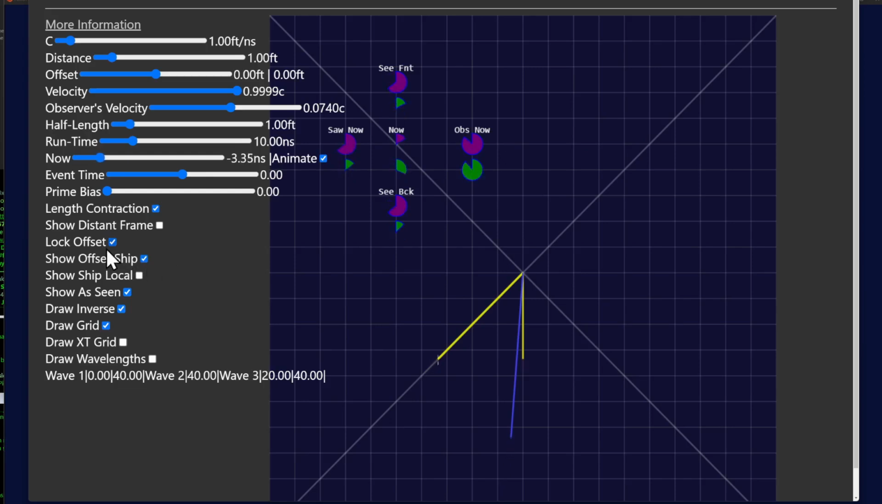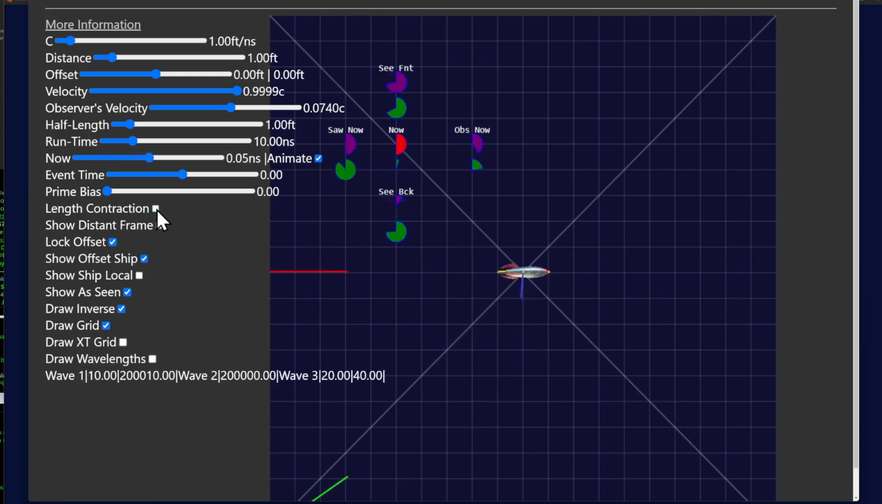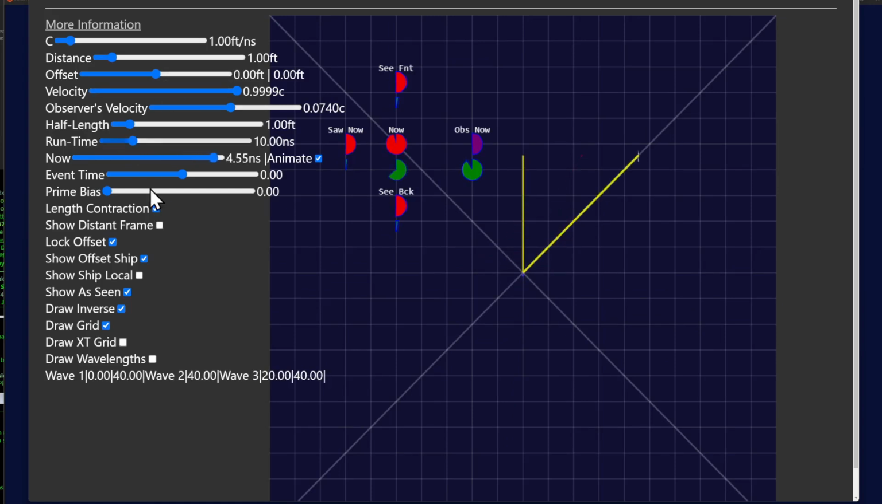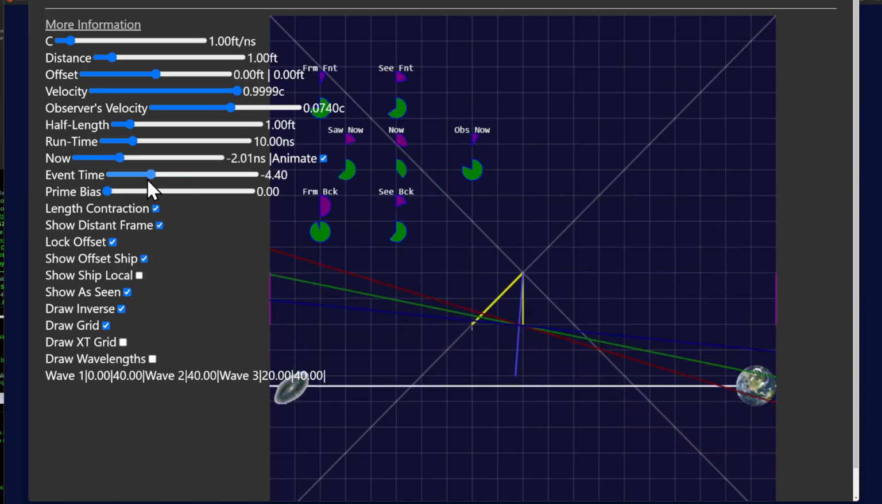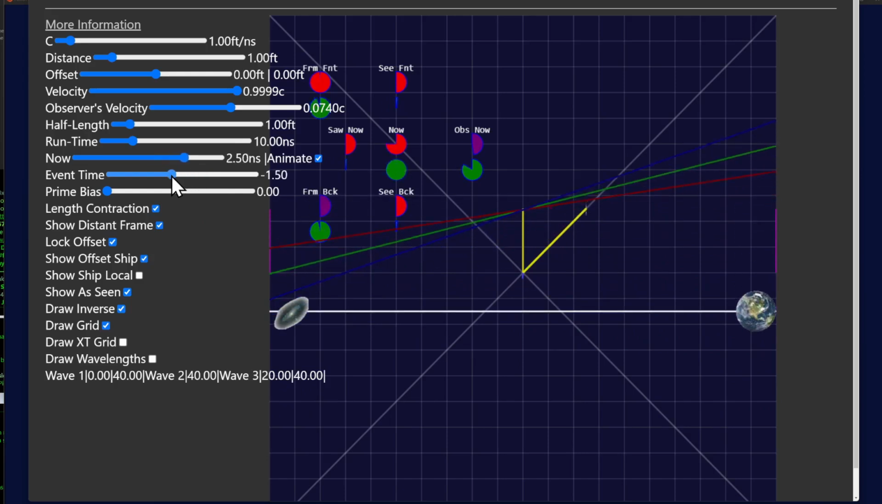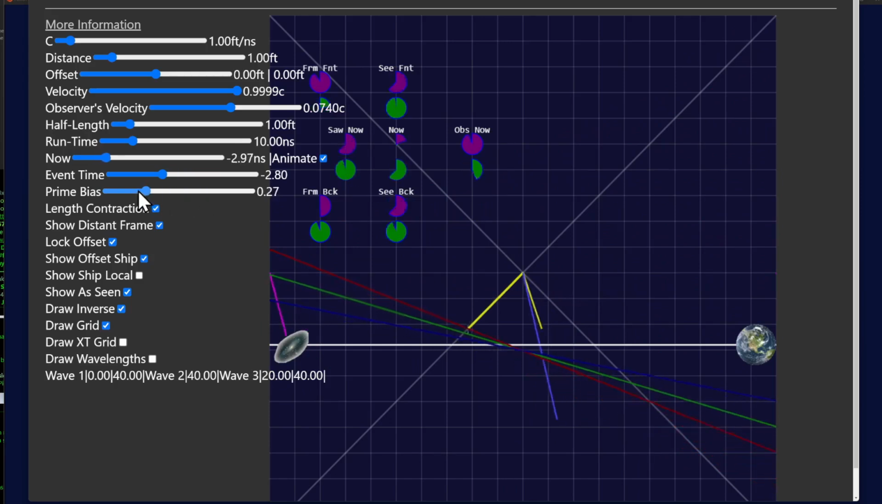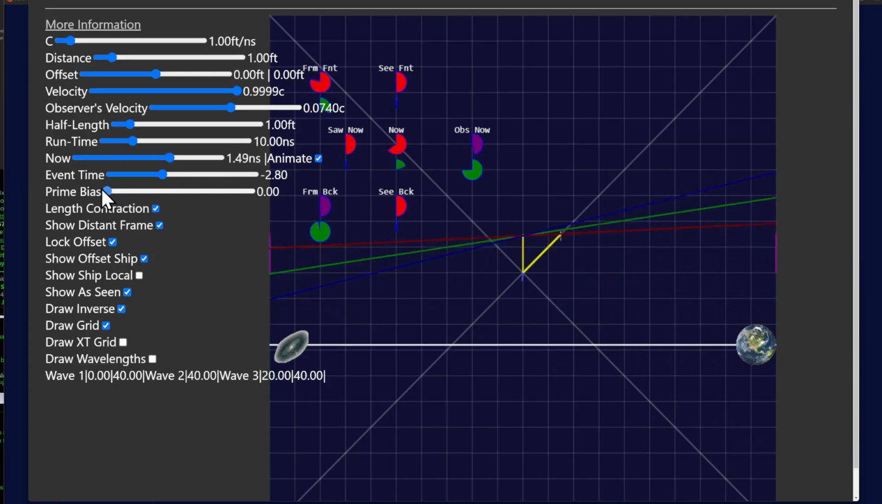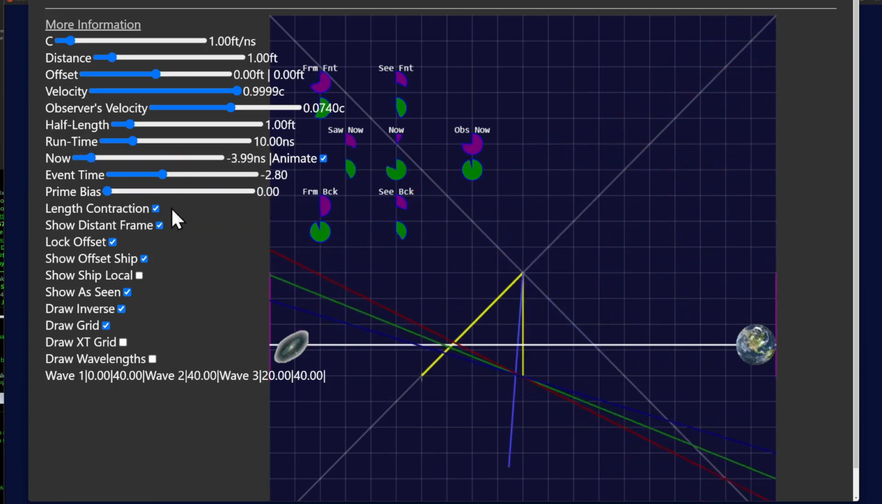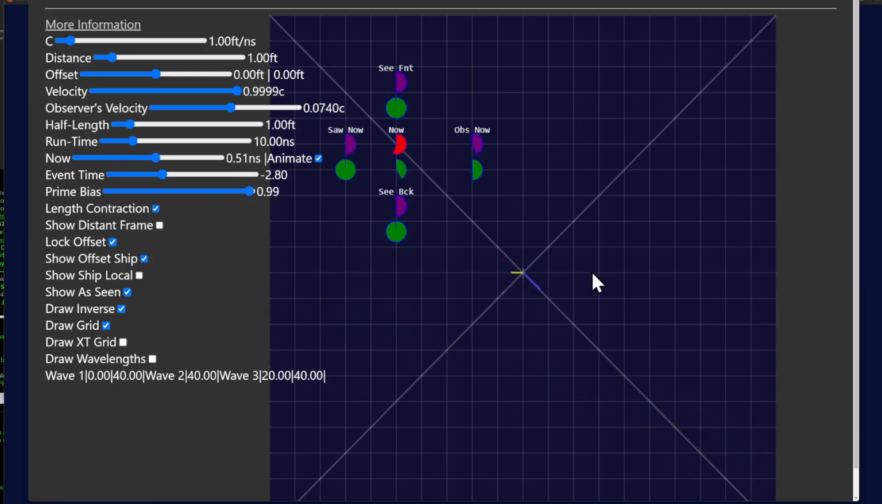Negative times are failing. Distance, half length, event time. Oh, this event time must be when the event actually happens. And an overall. Oh, this is a transformation between the observer and the observed, and whether it's showing from one perspective or the other.